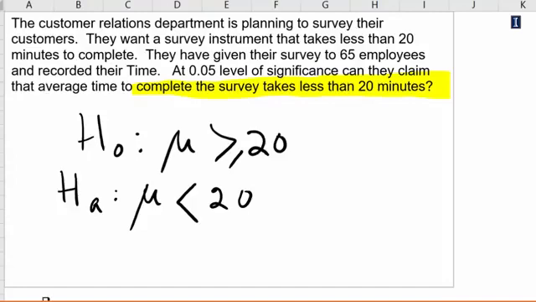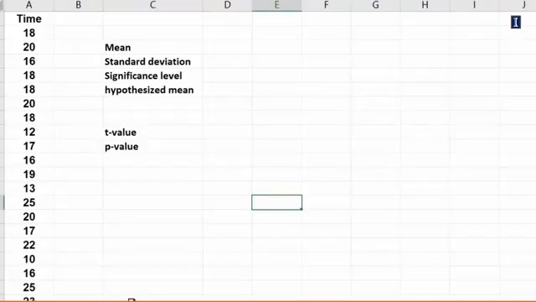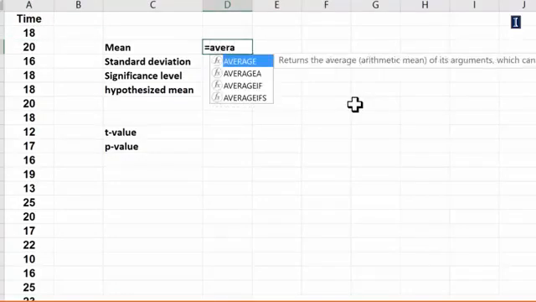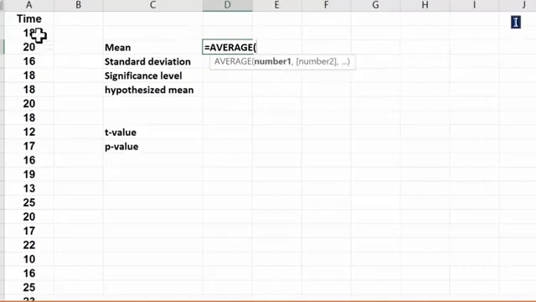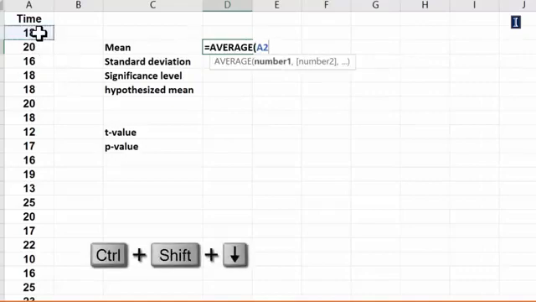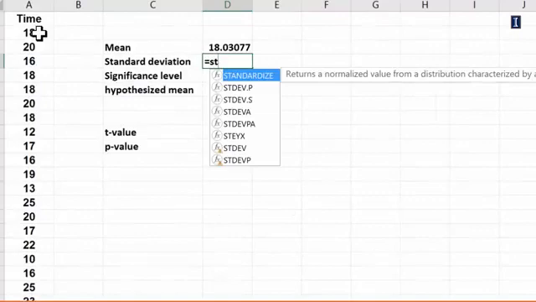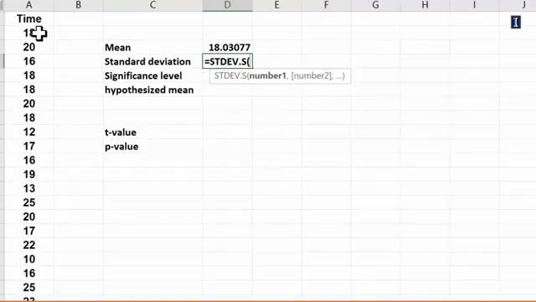They have done their testing using their own employees, using 65 employees, and they have recorded the data here. So I have recorded 65 times here, and now I want to do my testing. First of all, my mean is going to be the average values for these 65 employees. So I will do Control Shift down, and we find out that the average time for these employees was 18.03 minutes. For standard deviation, it would be STDEV.S and the same data range. So the standard deviation is about 3.71.